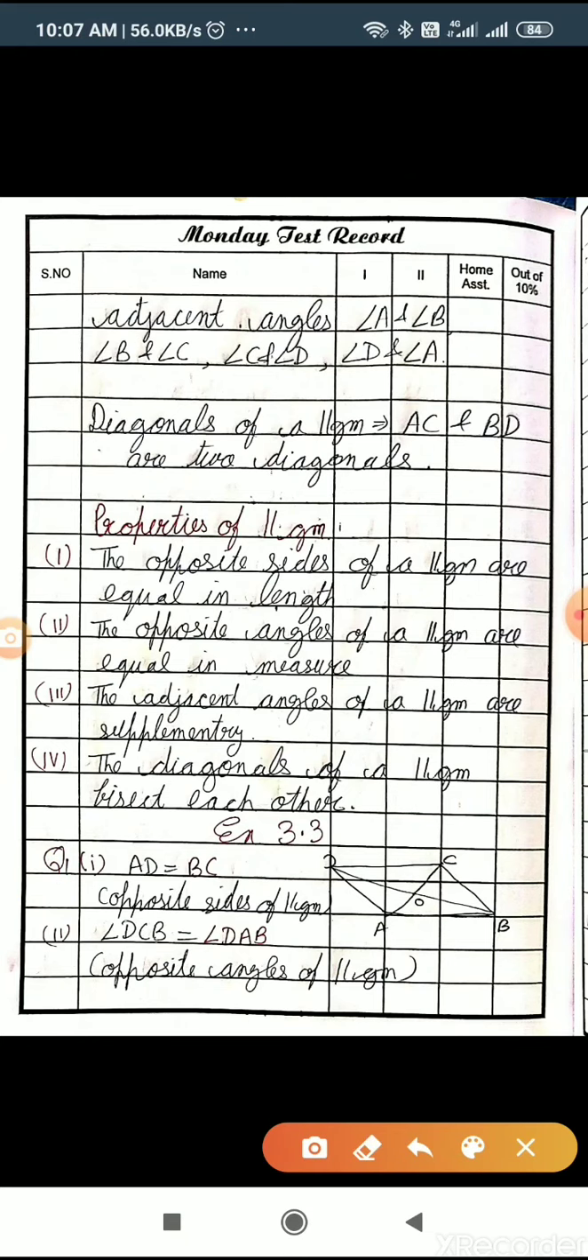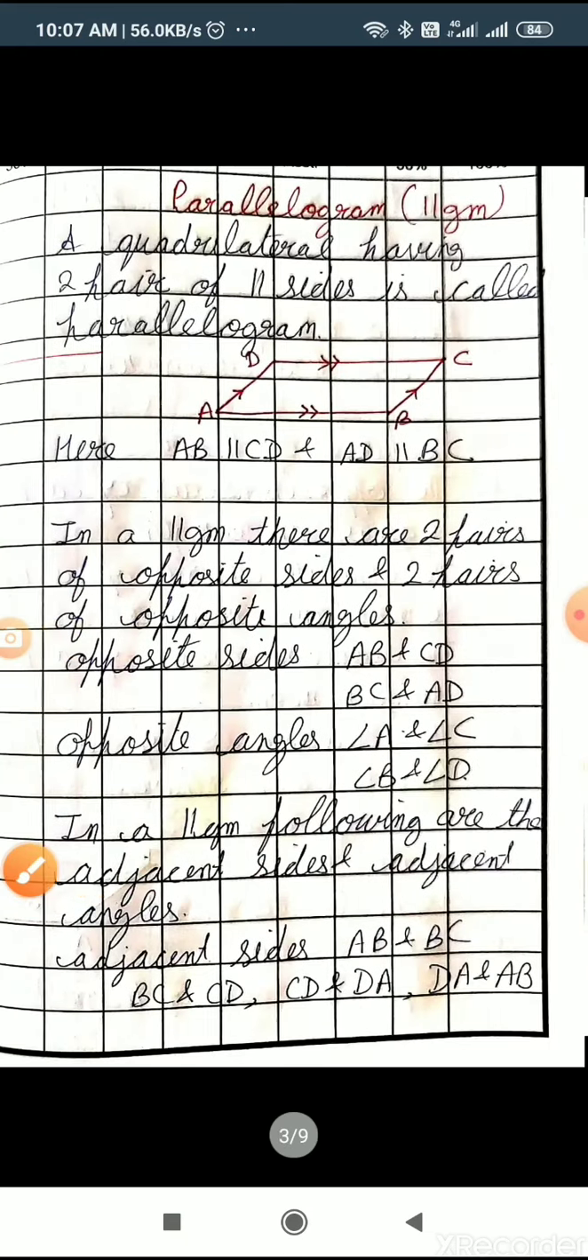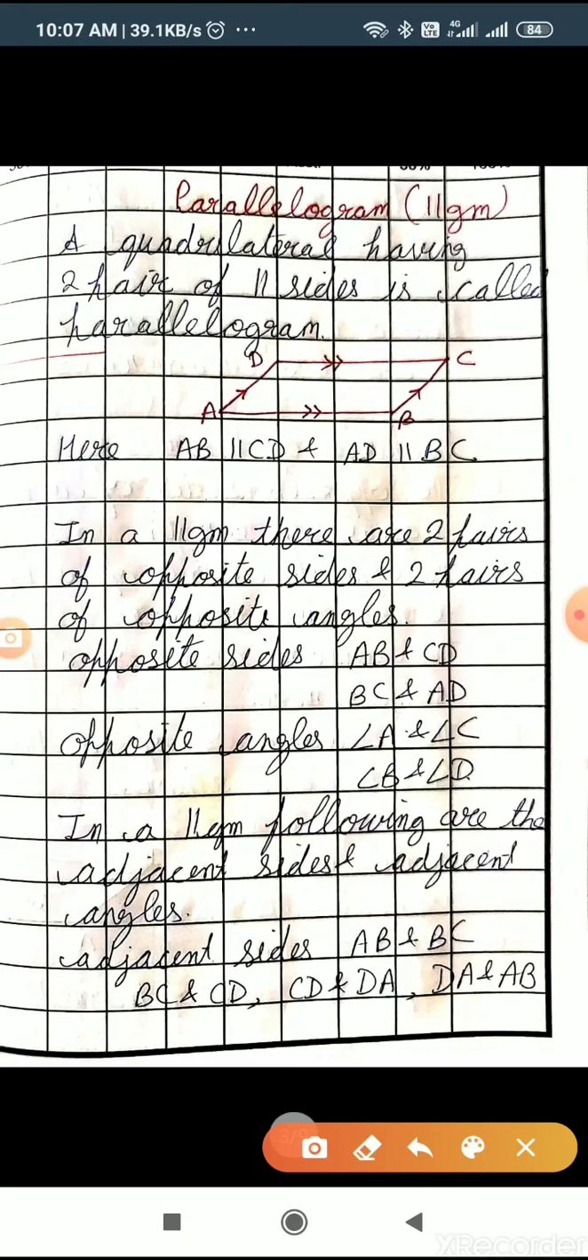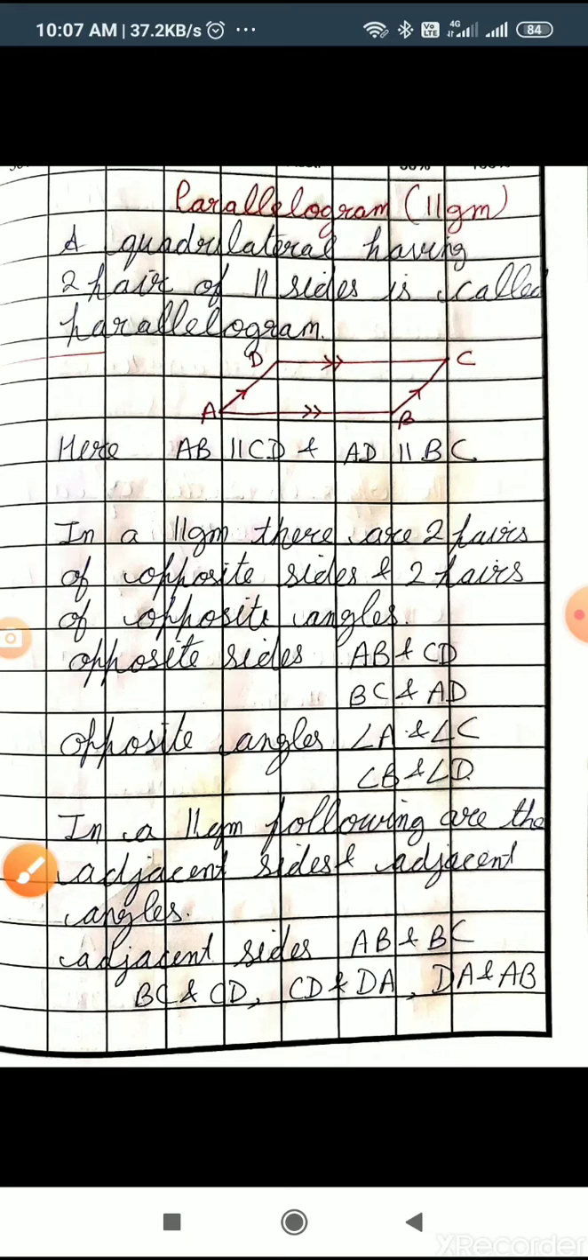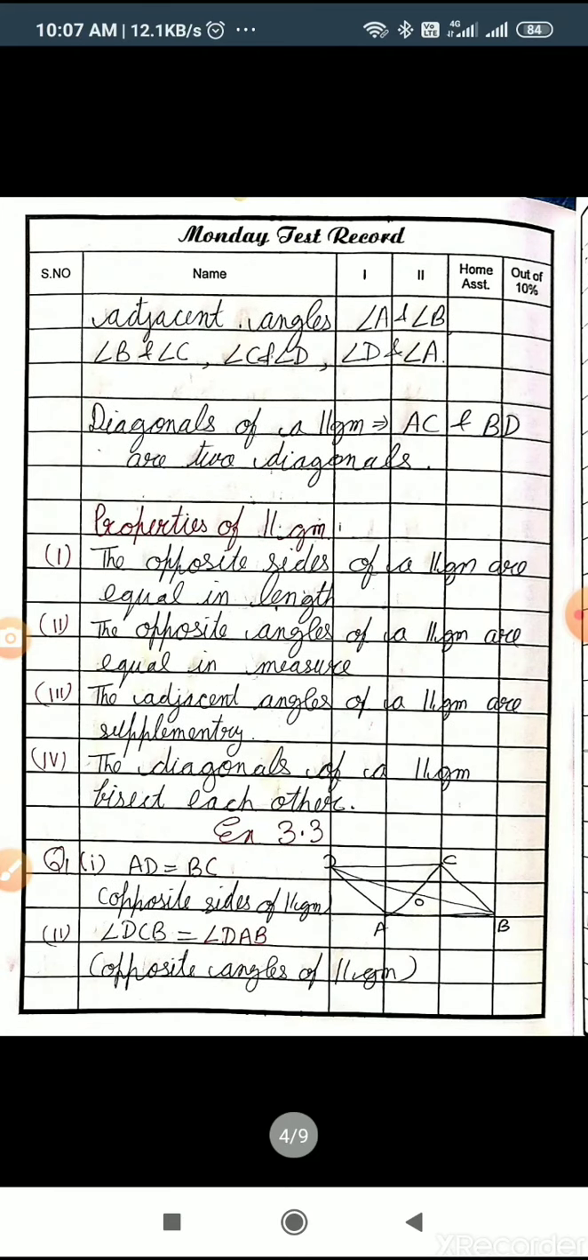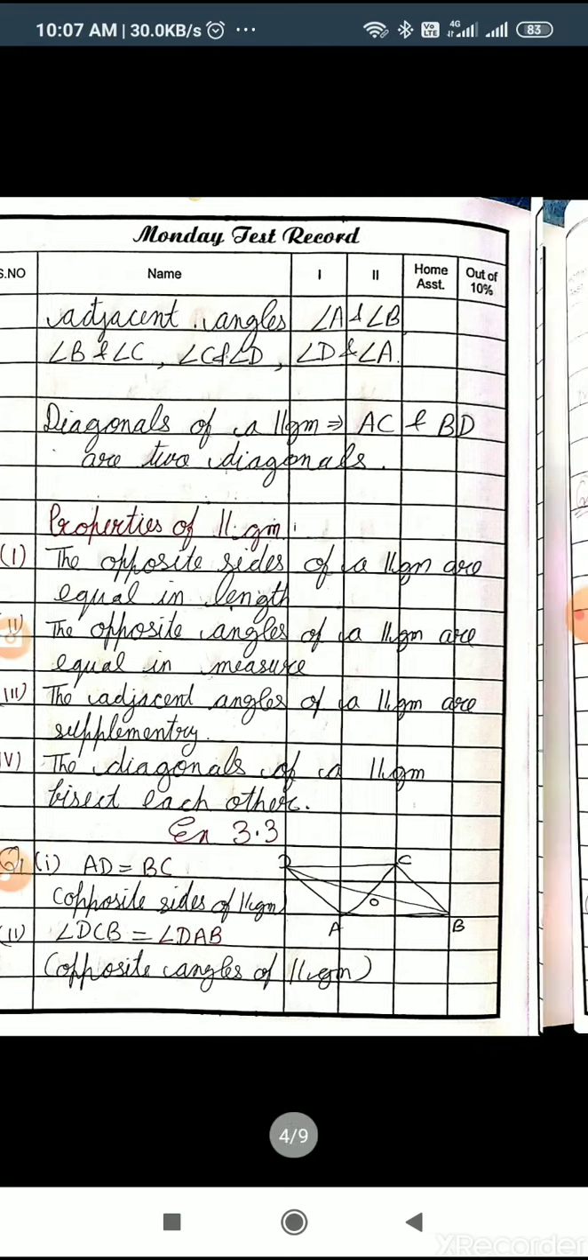What does this mean? Bisect each other. Bisect each other means if we are having two diagonals, AC and BD, so at the midpoint they will divide each other into equal parts. It means if there is a point O here, so OA and OC will be equal, OB and OD will be equal. This is the meaning of bisect. Understand? So this way, these are the properties. Now let us see the questions.